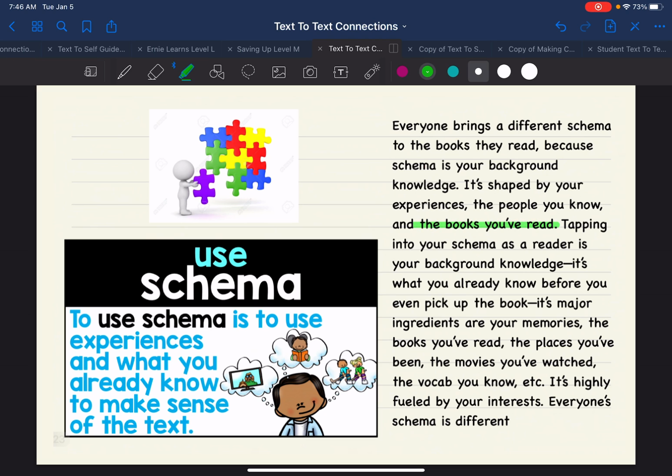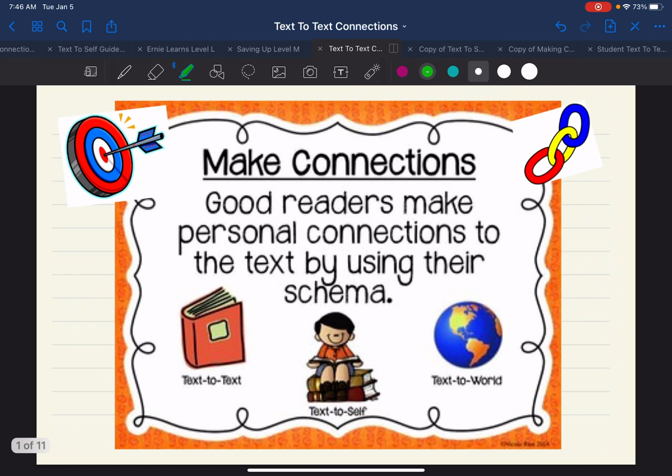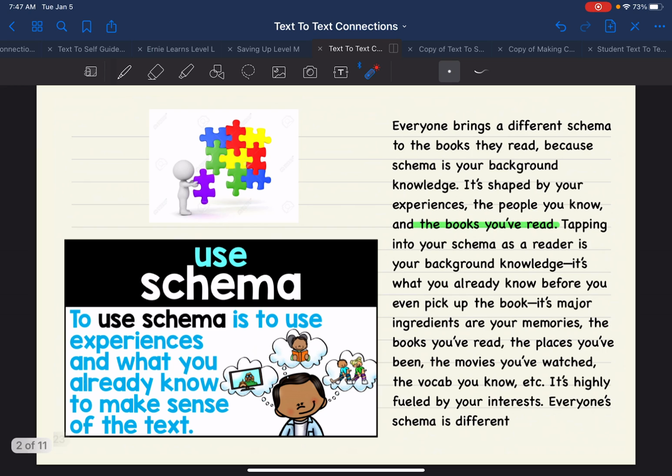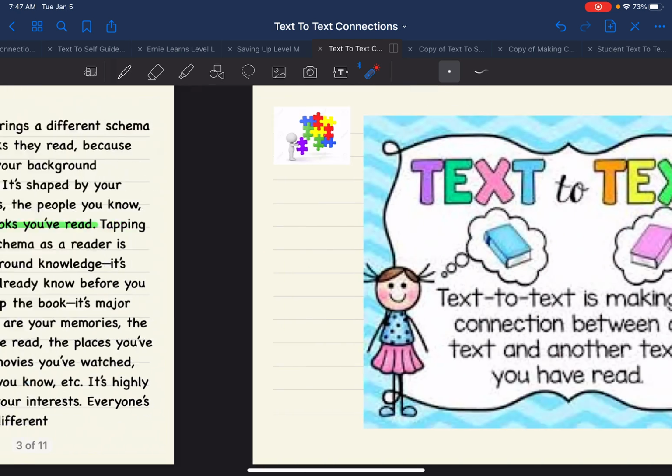you've read. And I'm going to stop there because a text-to-text connection focuses on and brings out all of the things we have read. And that includes books that have been read to you. So all of our book of the days are places we can make text-to-text connections. It also includes media. Things you've seen on TV, like the Discovery Channel, or magazines you've read. So it's all aspects of things that we have read. So we're going to use our schema and the books that we've read to make text-to-text connections.